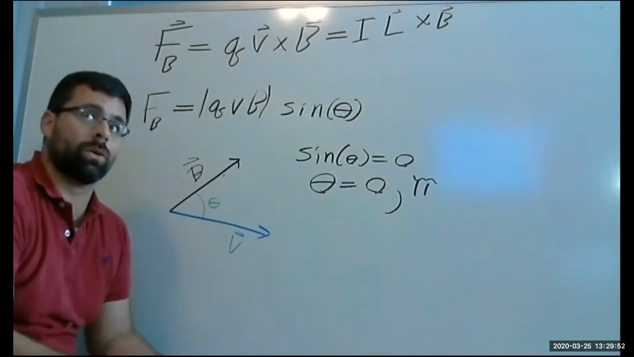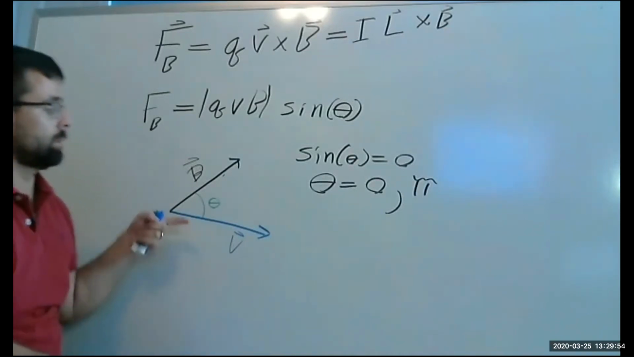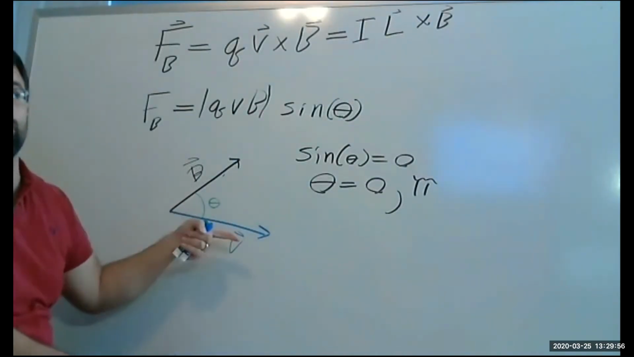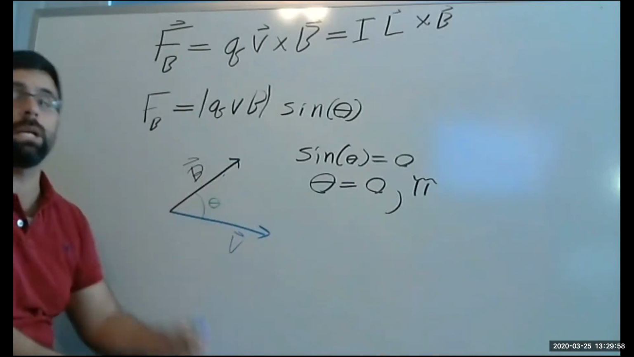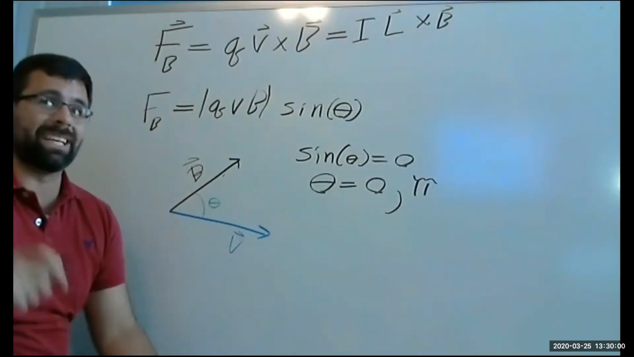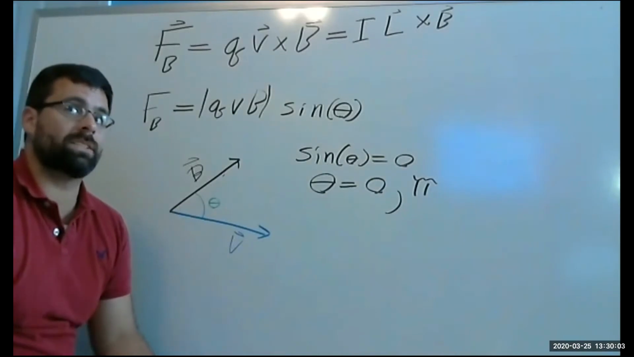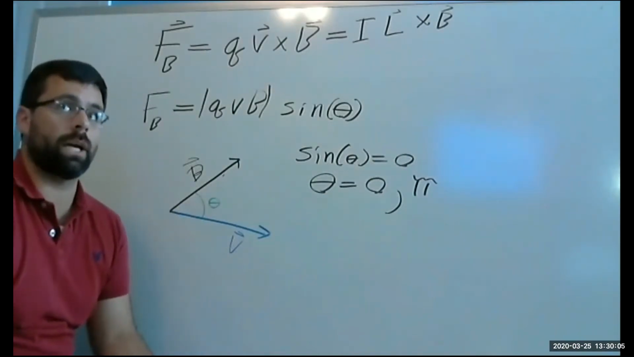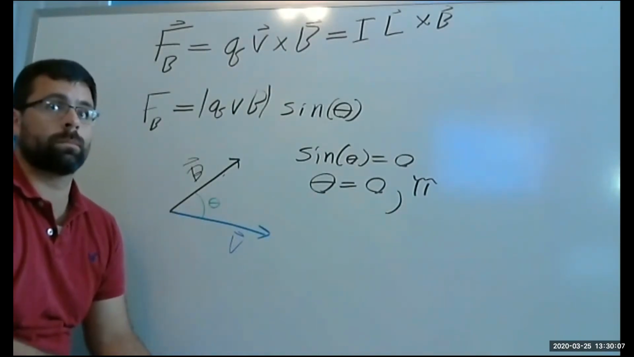Theta is the angle between V, the direction of V, and the direction of B. If that angle is 0, what does it mean about those 2 arrows?